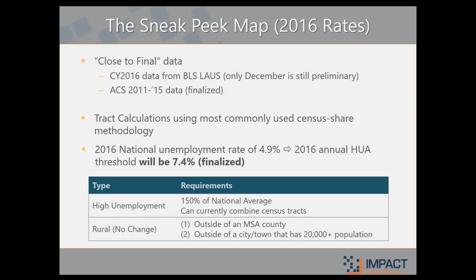But the map is not factoring in any other of the possible proposed rule changes, such as limiting the census tracts or adding in other types of data such as poverty and income. It's just impossible to guess what that might be.